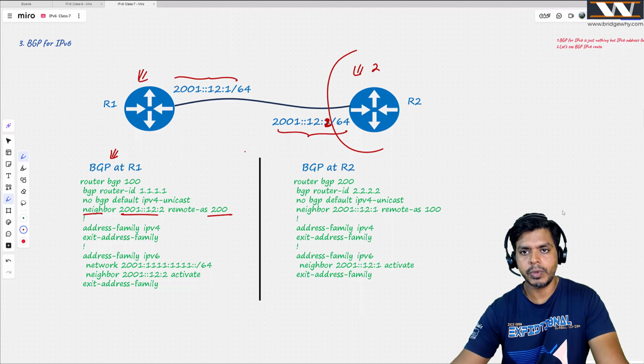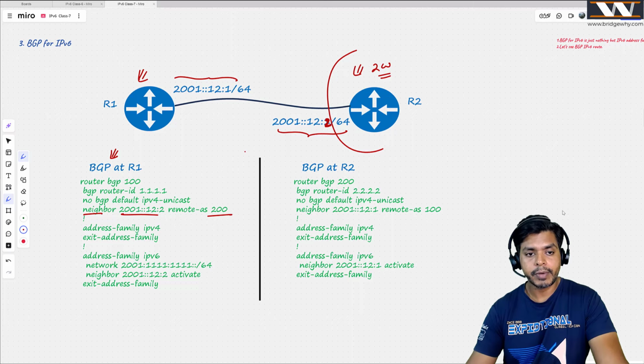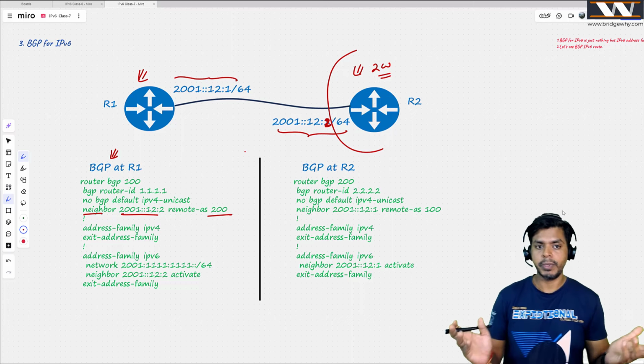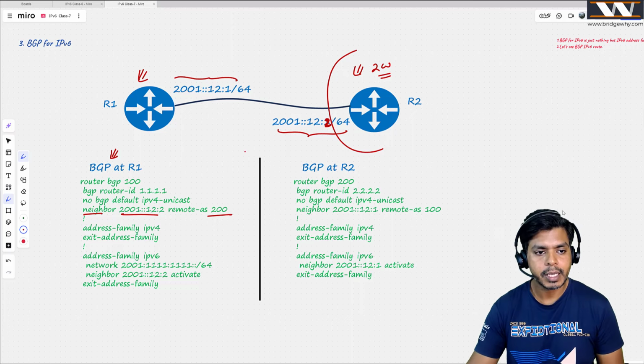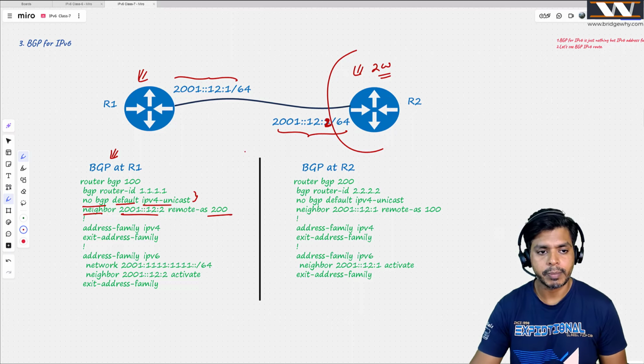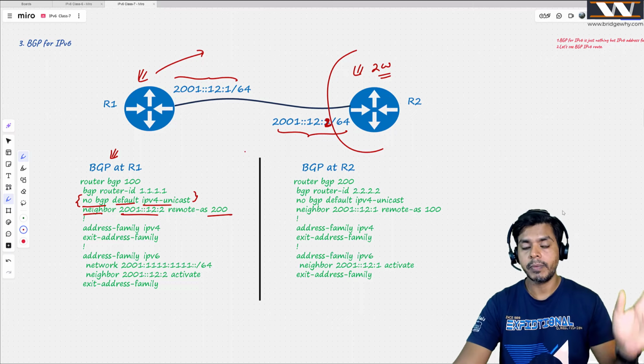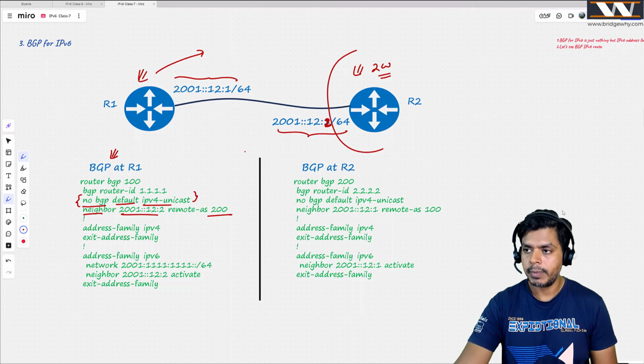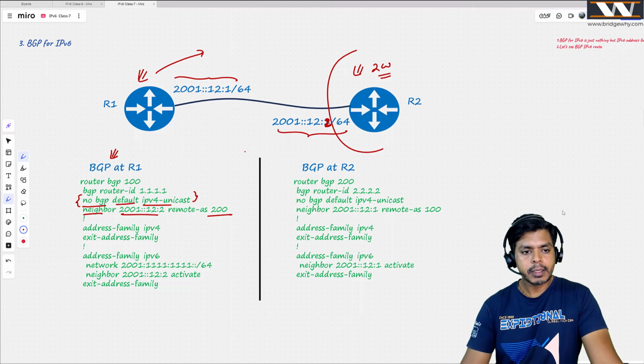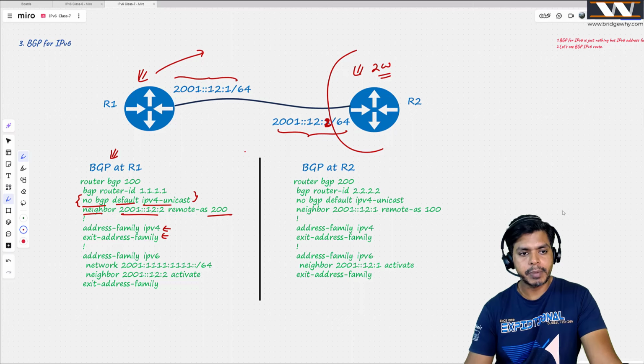I am presuming this is my 200 autonomous system number. And now I have run a specific command. I do not want IPv4 to be run here, right? So what I'm doing here, I am saying no bgp default ipv4-unicast. I do not want the default because there is no IPv4 in this network I'm running. And this is going to be the case in the upcoming 5 to 10 years, guys. There will be no IPv4 addresses now, right? So if you see address family IPv4, there is nothing inside it because we do not have any IPv4 address, and we are saying no BGP default IPv4.